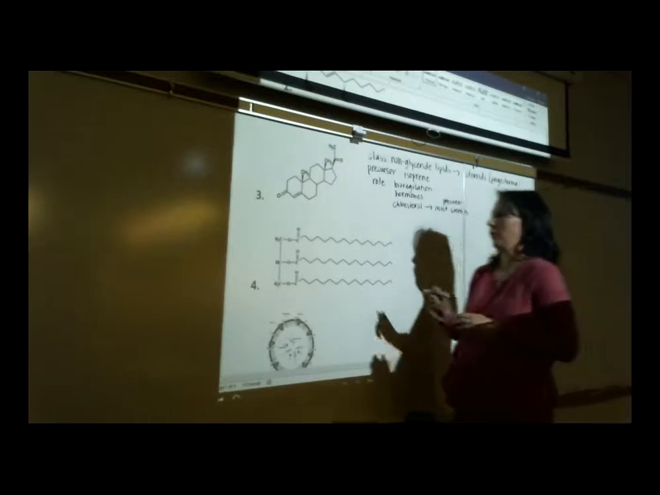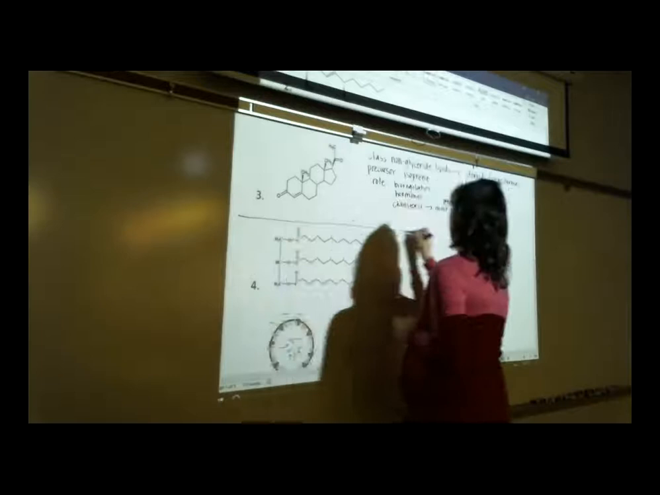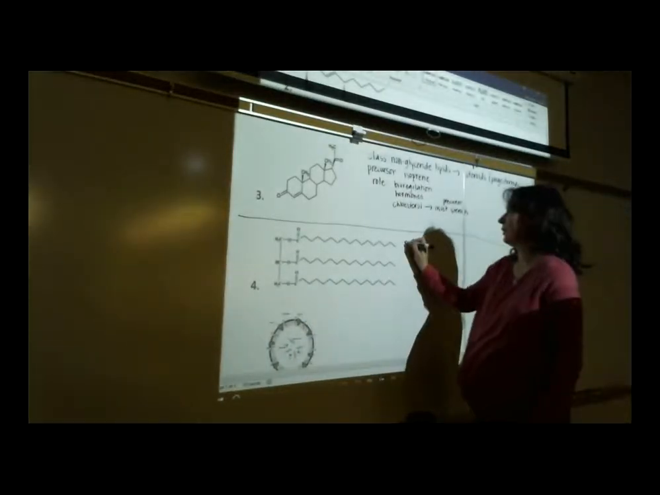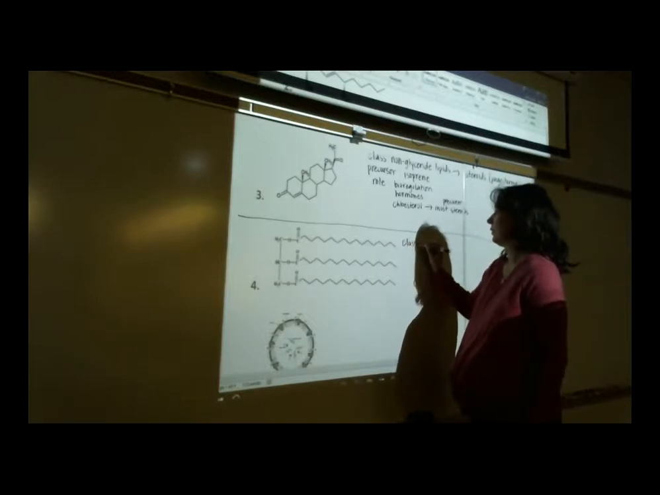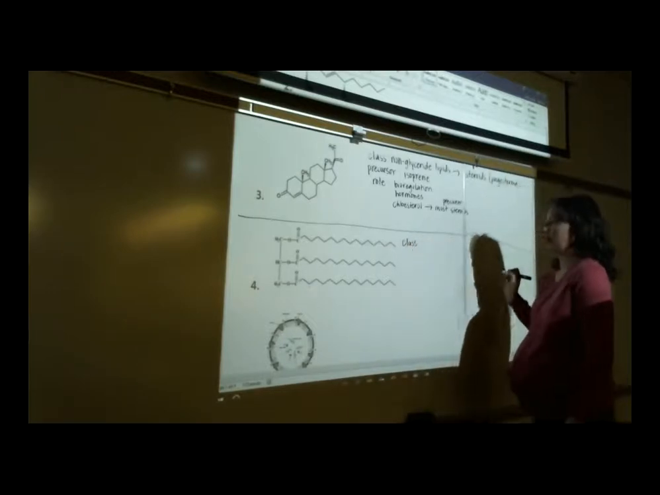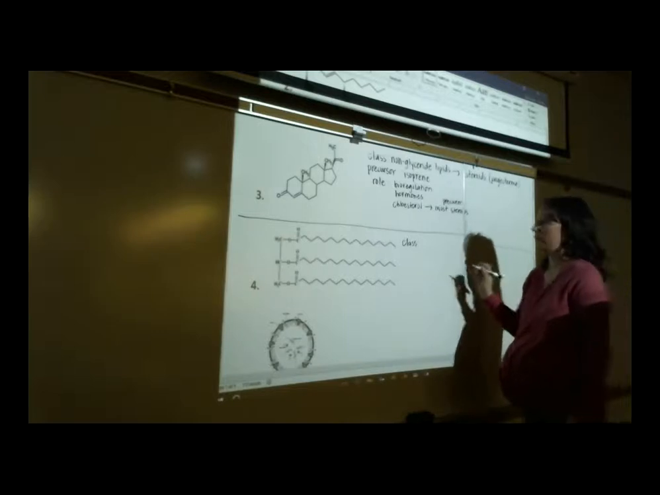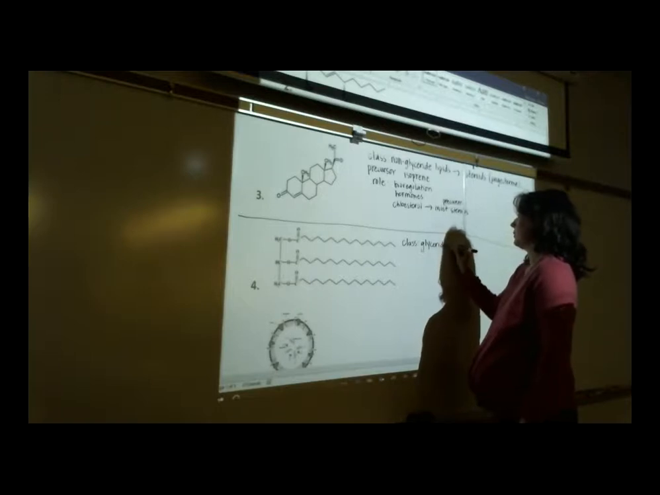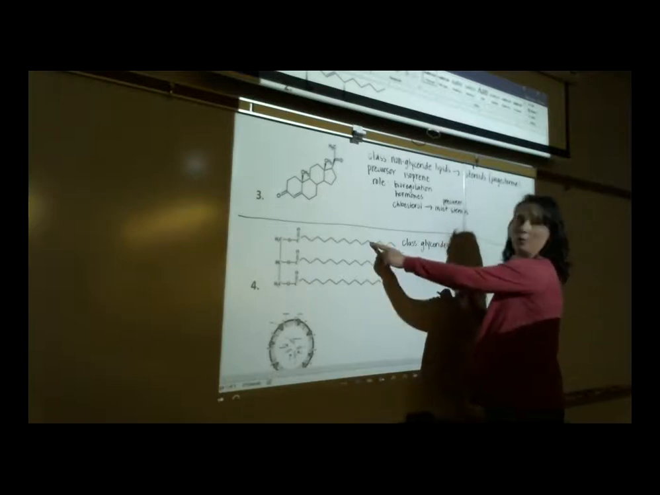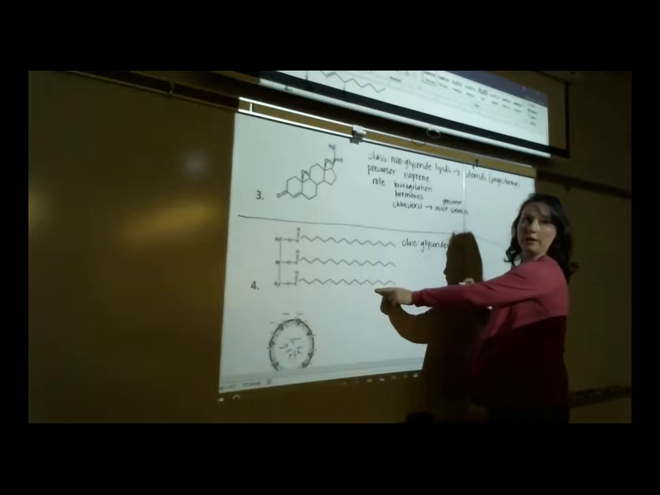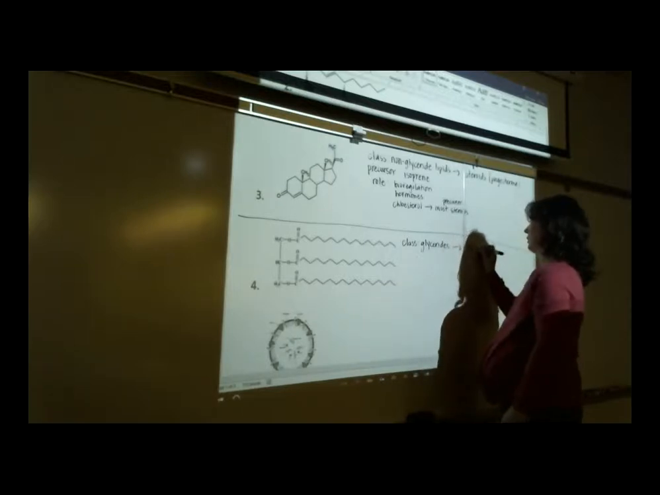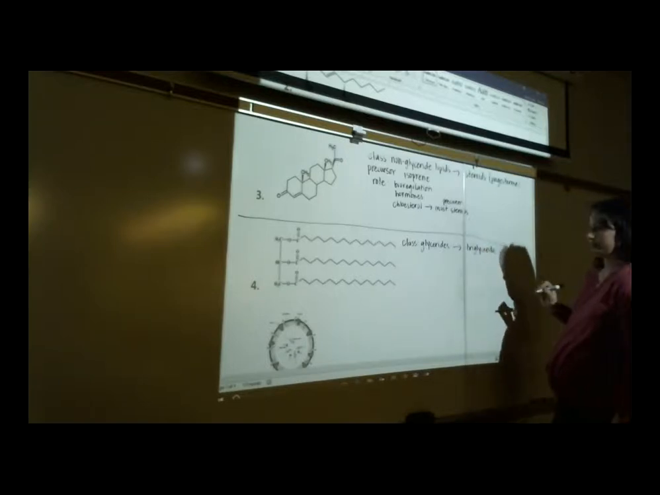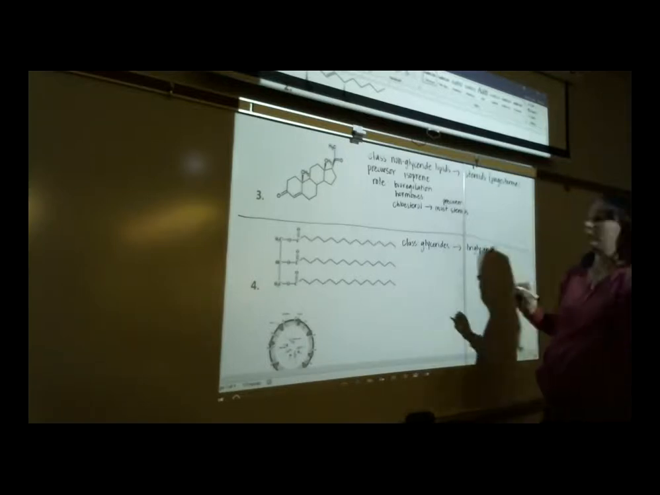All right, number 4. What class is this? Is there a non-glyceride? No, it is a glyceride. The family there is glycerides. Specifically, this is a 1, 2, 3 triglyceride. So that means that the precursor here is what?